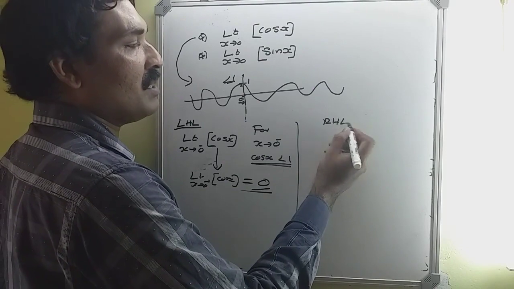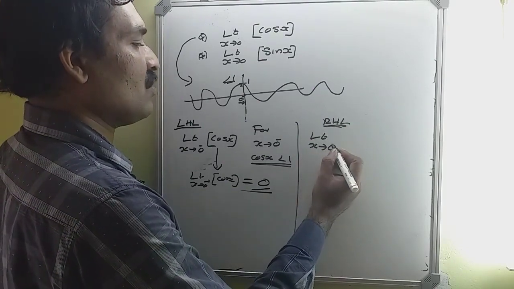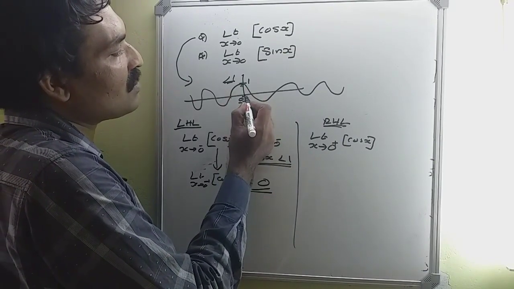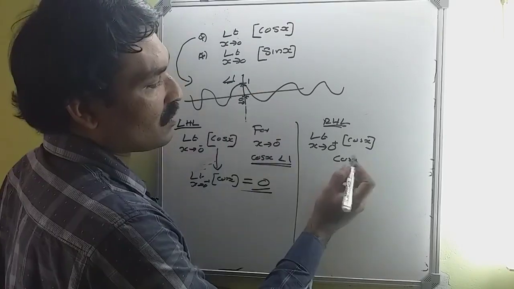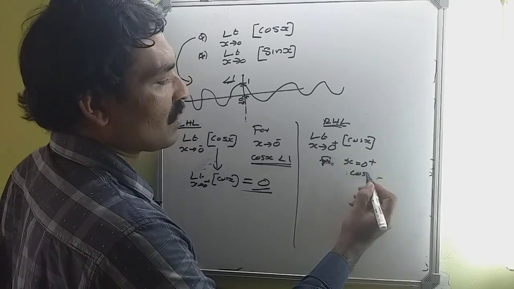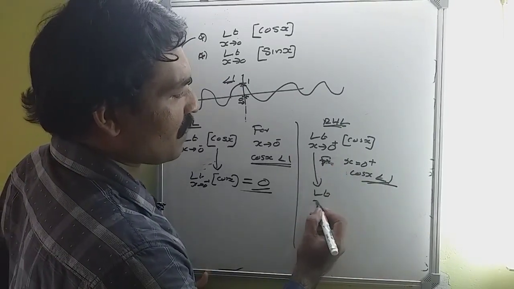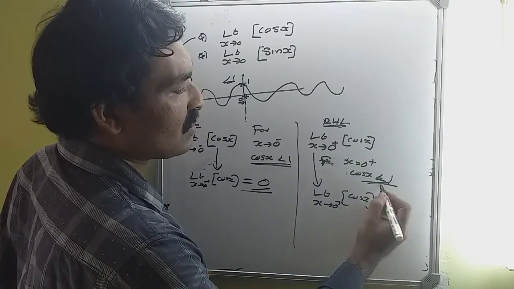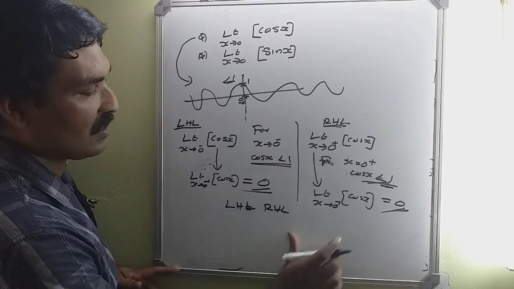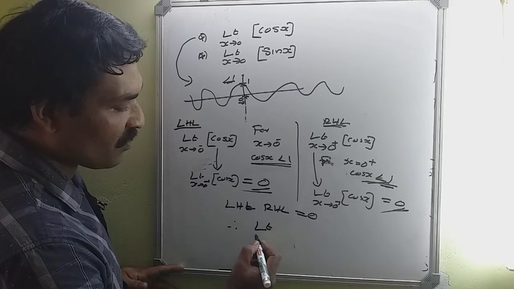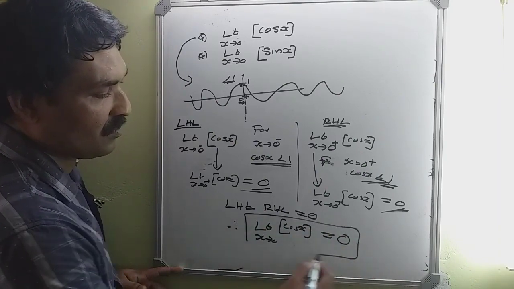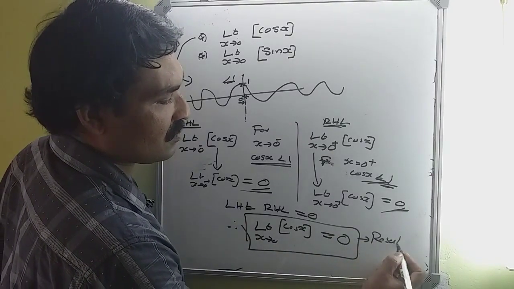Now the right hand limit, that is limit x tends to 0 plus box of cos x. At x equal to 0, the value of cos x is 1. 0 plus means right of 0, very close to 0, so the value of cos x is less than 1. Therefore limit x tends to 0 plus is equal to 0. Therefore LHL is equal to RHL is equal to 0. Therefore limit x tends to 0, greatest integer function of cos x is equal to 0. This is a result. Remember.